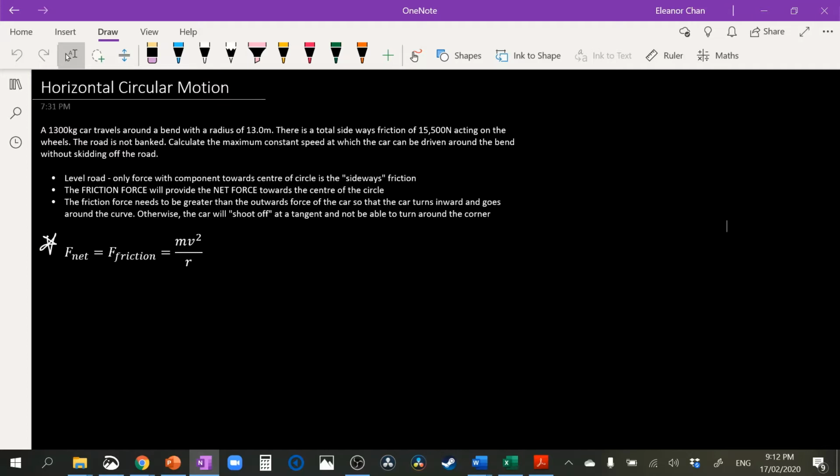Okay, so we have a car of 1300 kilograms. I'll represent it using a rectangular box, and it travels around a bend with a radius of 13.0 meters. If the center is here, I'm just representing it with a C because I can. You don't have to if you don't want to. But we know that the radius is 13.0 meters. And this car is going around a bend.